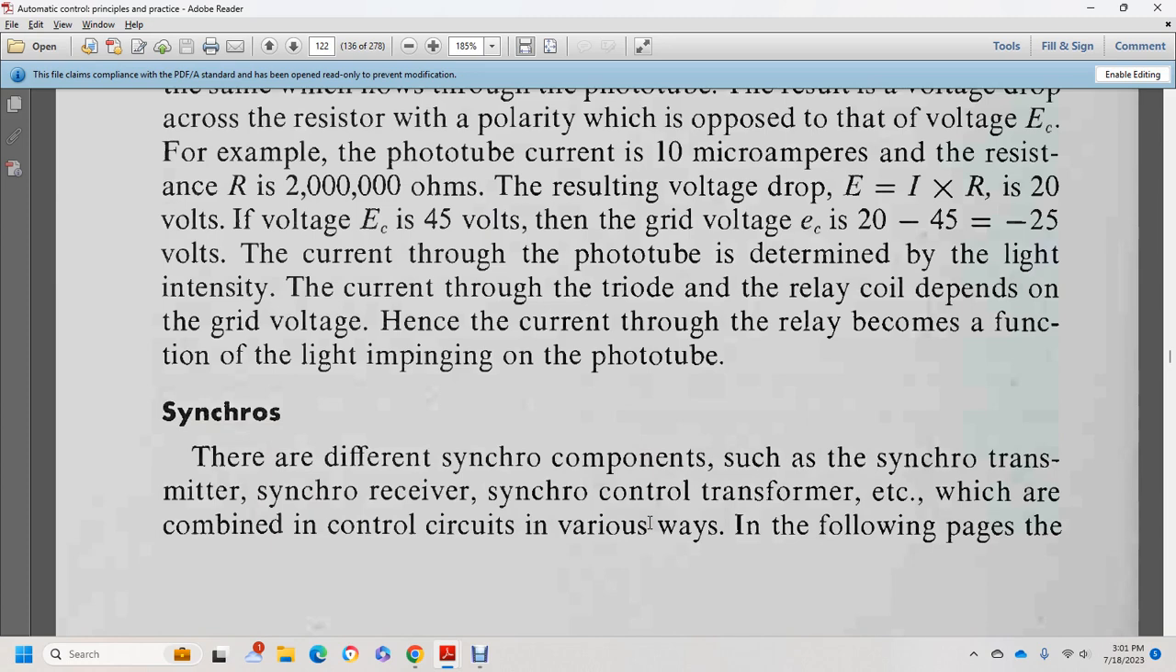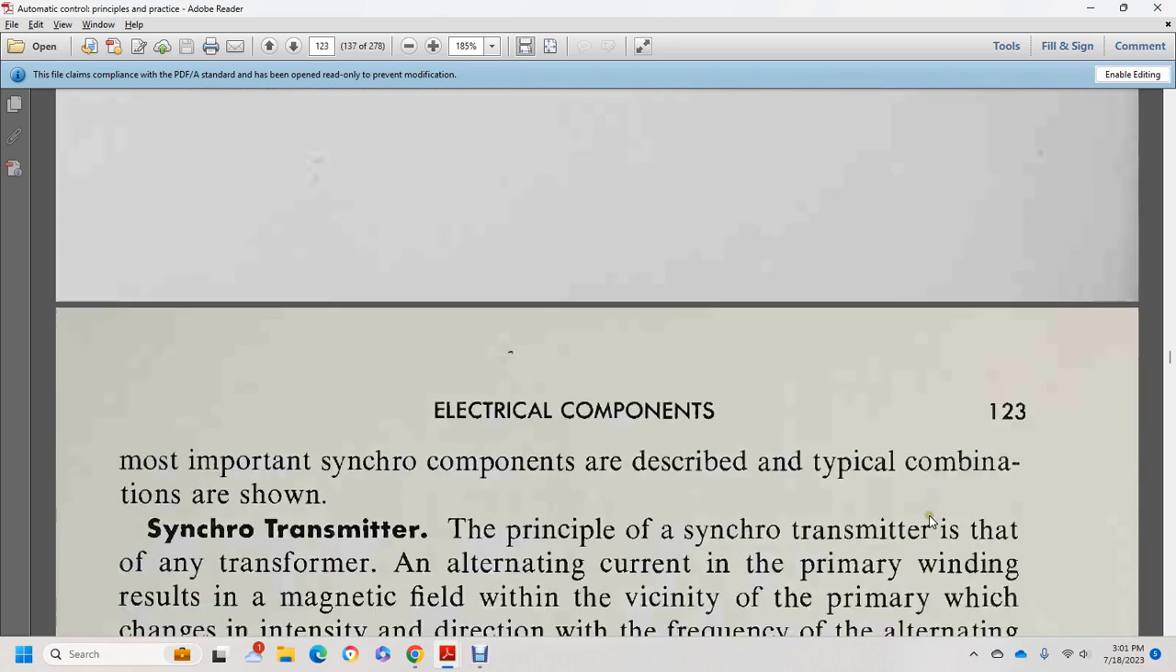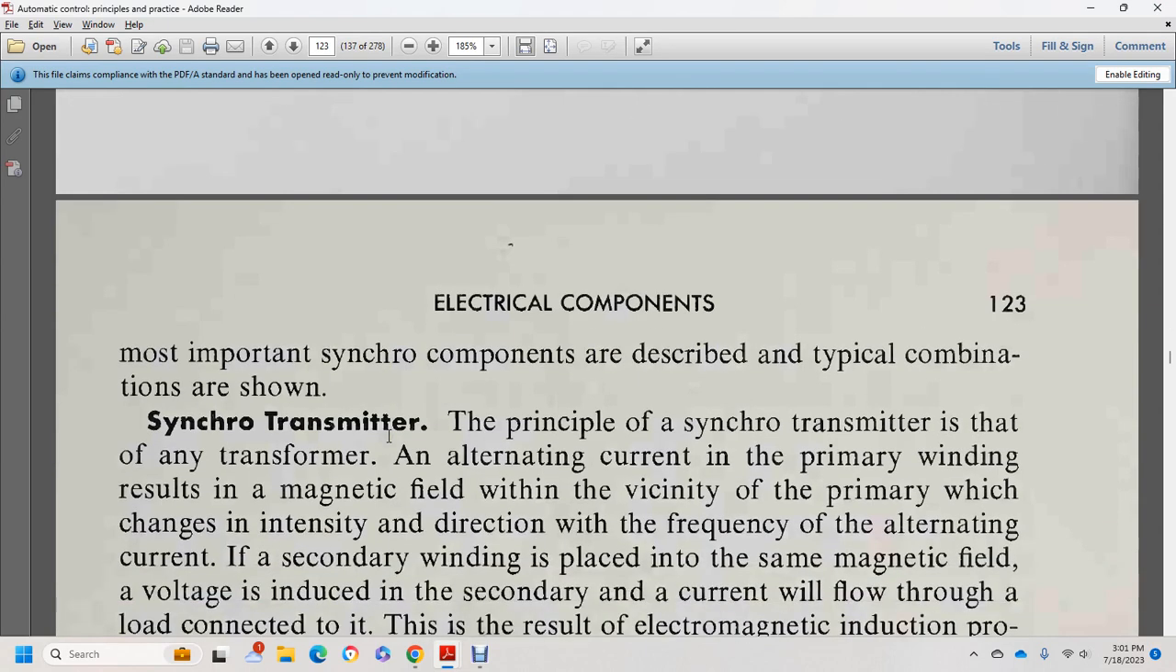Synchros. There are different synchro components: the synchro transmitter, the synchro receiver, the synchro control transformer, and the accessories, which are combined in various ways. The most important synchro components are described in typical combinations, starting with the synchro transmitter.